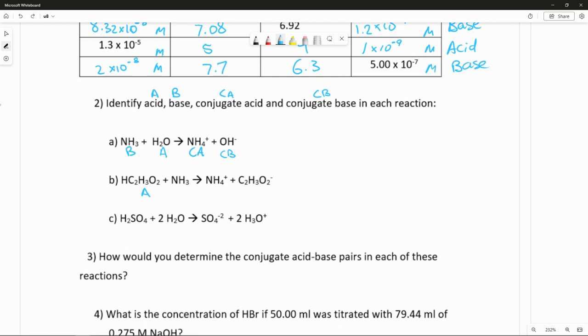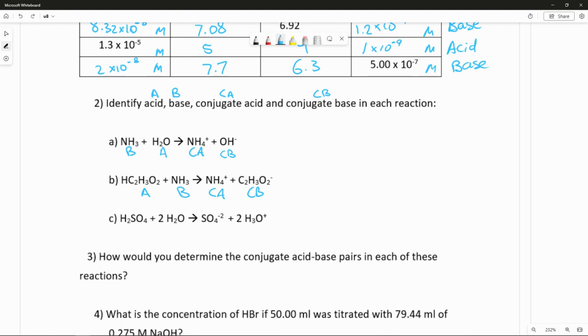There are various ways to write this, so just recognize that this is acetic acid, and this is going to be the acid, therefore making its corresponding compound on the right-hand side of the arrow a conjugate base. Now we know NH3 is a base since it accepts this hydrogen. We have NH3 here and NH4 after the arrow, so this is going to be the conjugate acid.